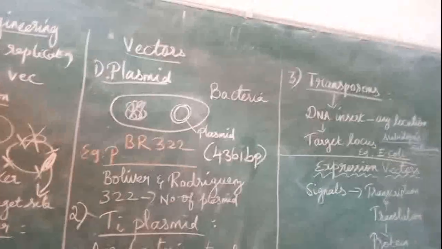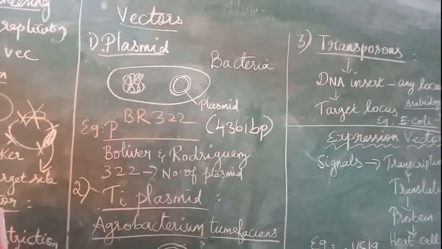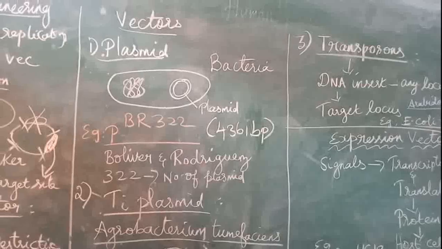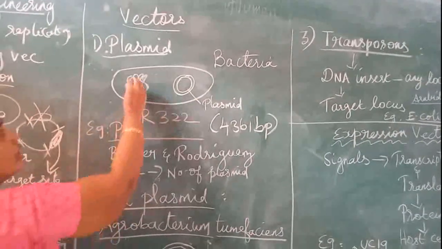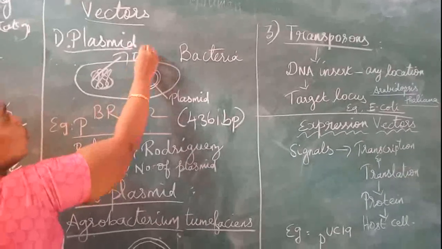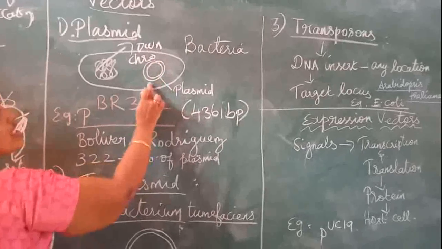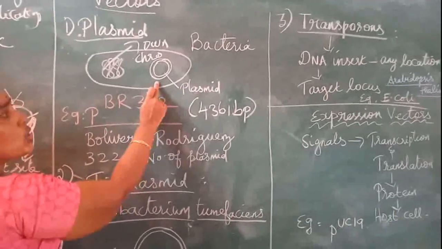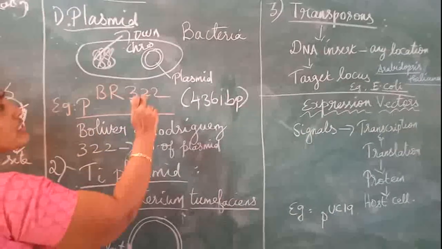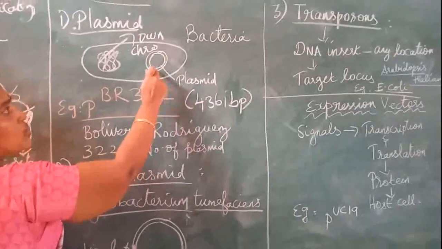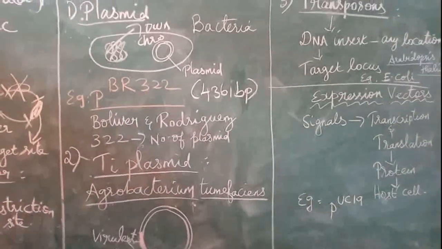There are three types of cloning vectors, of which the first one is called a plasmid. So plasmid, just think of this as a bacterial cell. The name of the bacteria is E. coli. Every E. coli cell has its own chromosome. In addition to that, they have one double-stranded DNA. This is called the extrachromosomal structure, the plasmid. So our gene of interest we are going to insert in the plasmid.